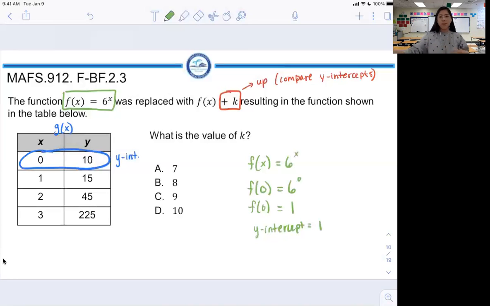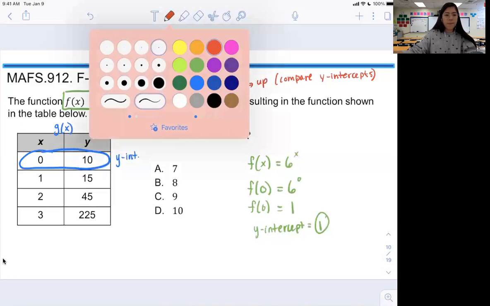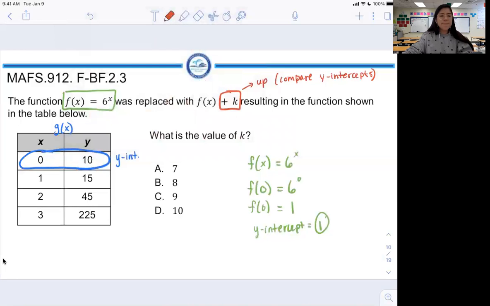Ooh, what about 0 to the power of 0? That's where you kind of get into some weird situations. But yeah, 0 to the power of 0, technically, that's also 1. Alrighty. So now we're almost done. We know that we started at 1, we ended at 10. How many units did it go up? What's the value of k? 9. Good.